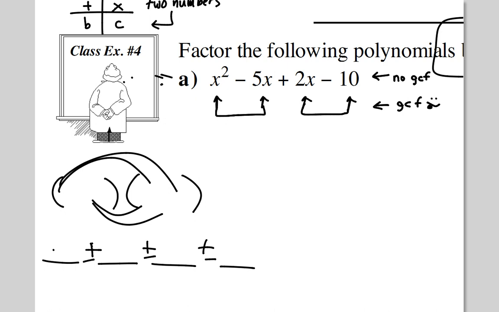There, stick his tongue out. Okay, so what's the GCF in the first pair here? So take an x out, you get x minus 5.